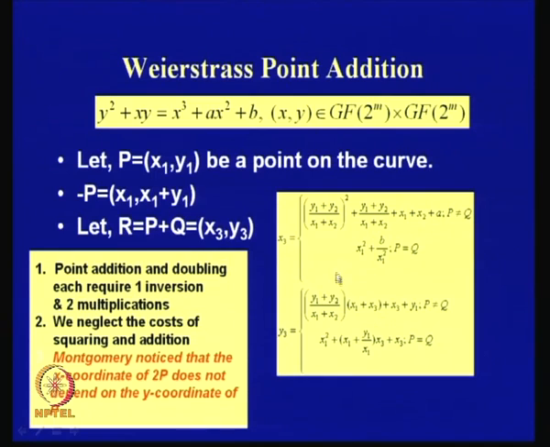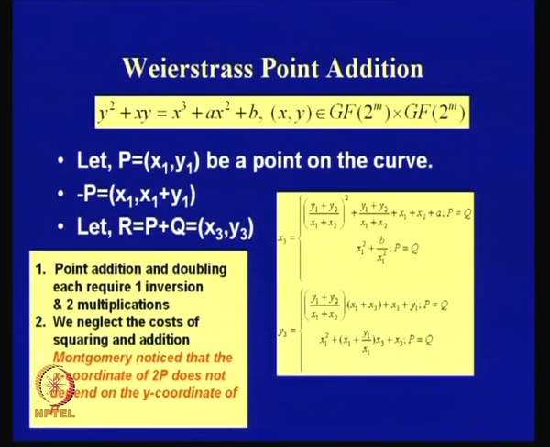Okay. In the corresponding doubling equation, you also need to operate 1 by x1, so one inversion is necessary. Similarly, the same 1 by x1 can be used here also. The other thing is the multiplication with x3, which is the corresponding multiplication you require. You also need to multiply this with y1, so that is another multiplication. So you need two multiplications and one inversion for both point addition and point doubling.